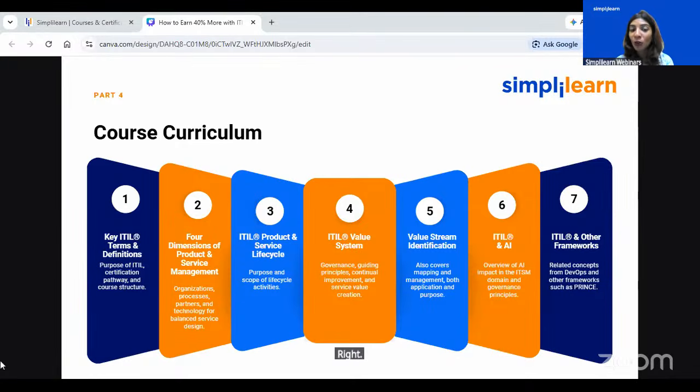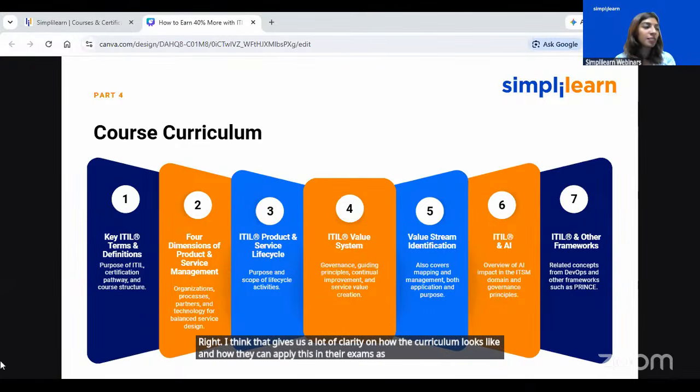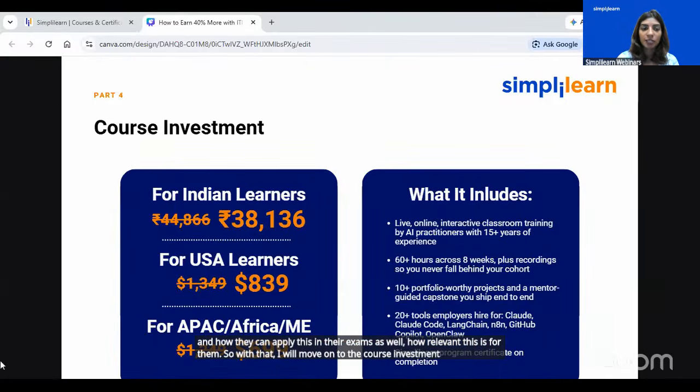I think that gives us a lot of clarity on how the curriculum looks and how relevant this is for them in their exams. So, with that, I will move on to the course investment for this training program.